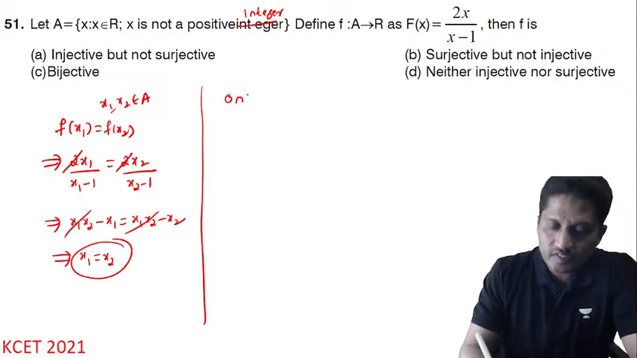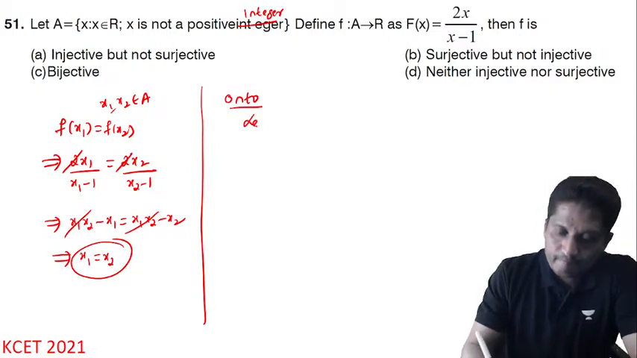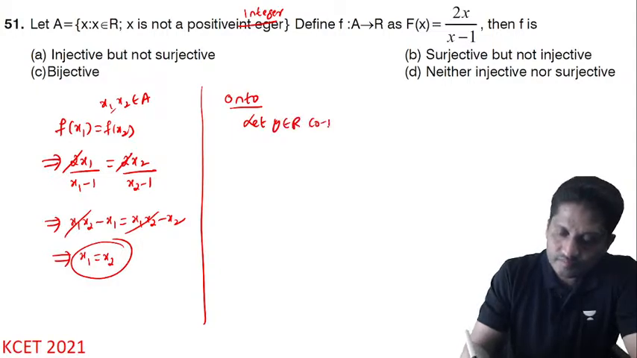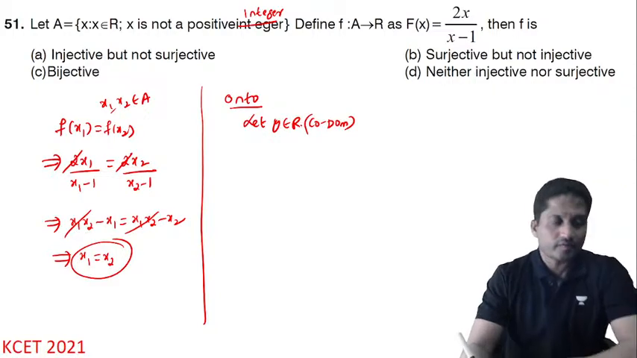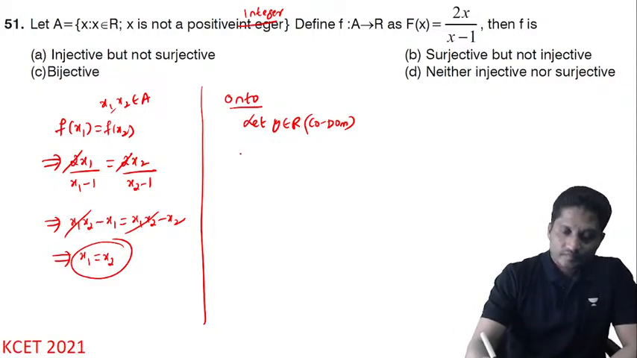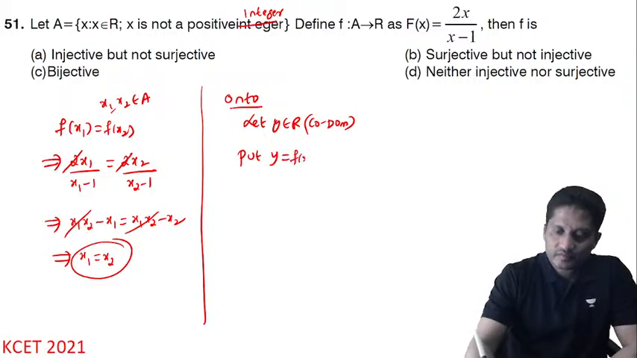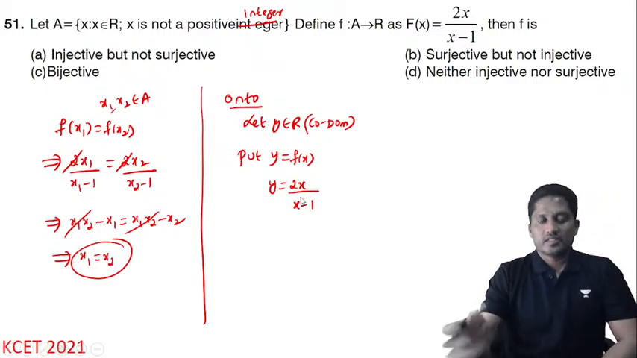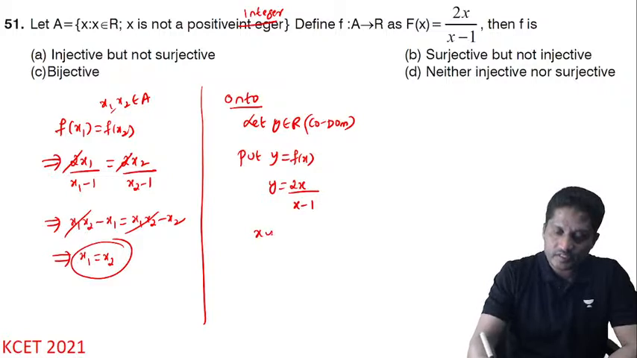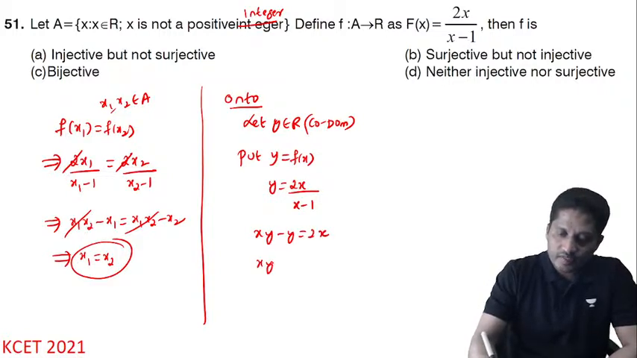If I check onto, that is surjectivity, let y belong to capital R, that is the codomain. Put y is equal to f of x, which gives y is equal to 2x divided by x minus 1. This is y as a function of x, right? Simplify and write x as a function of y. xy minus y is equal to 2x, so this is xy minus 2x is equal to y.